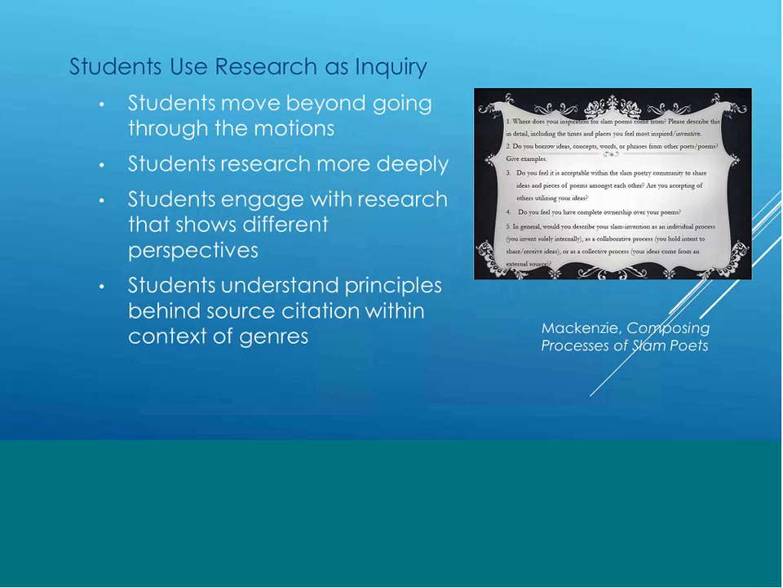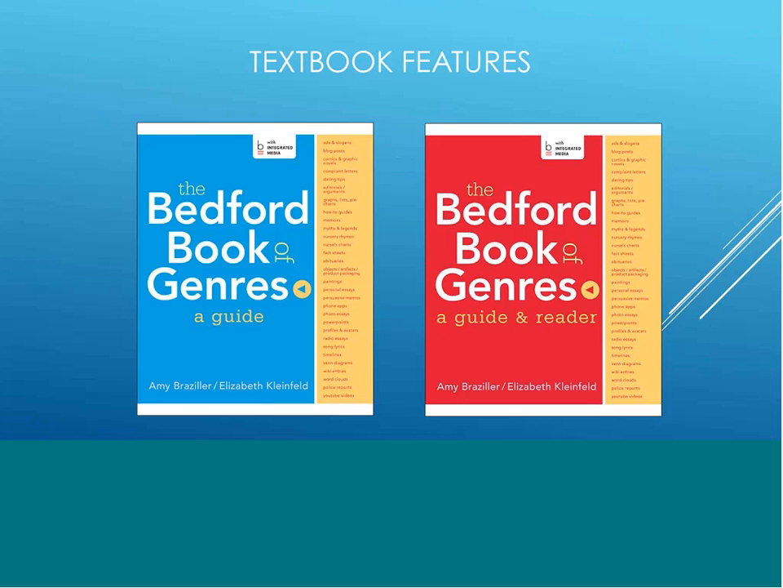Here you see the textbook, the Bedford Book of Genres, and you can see on the right-hand side a list of some of the different genres that the textbook covers. And the difference between the guide and the reader, they're identical for chapters 1 through 10, and then the reader has 4 additional chapters that focus on different themes such as identity and heroes and villains that have reasons in different genres.